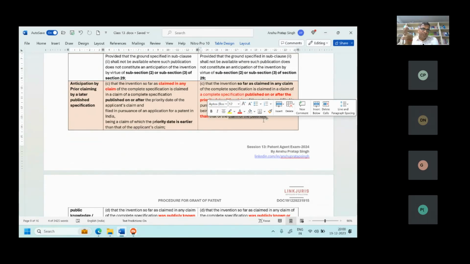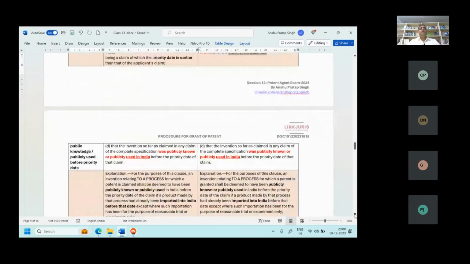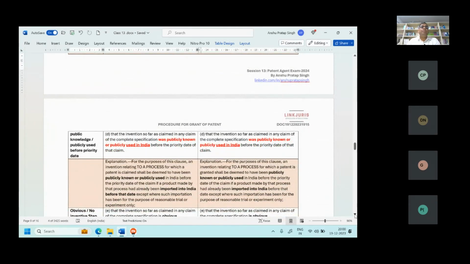So, first is wrongful obtainment, second is the anticipation by prior patent applications in India, then prior published document anywhere in the world, including India, anticipation by prior claiming by a later published specification. Now, go for if there is a public knowledge, a public use before the priority date, that will also take over your anticipation. So all your anticipation related understanding comes here, and those are the grounds.